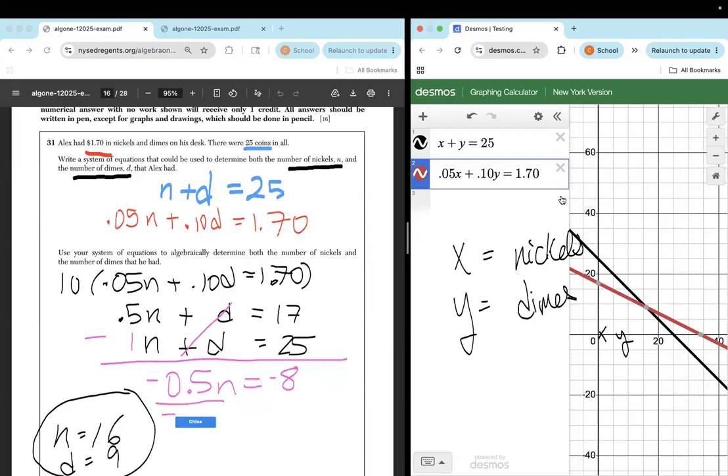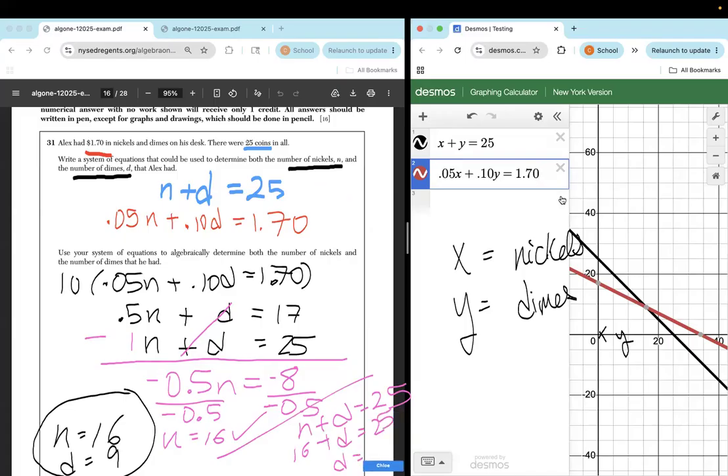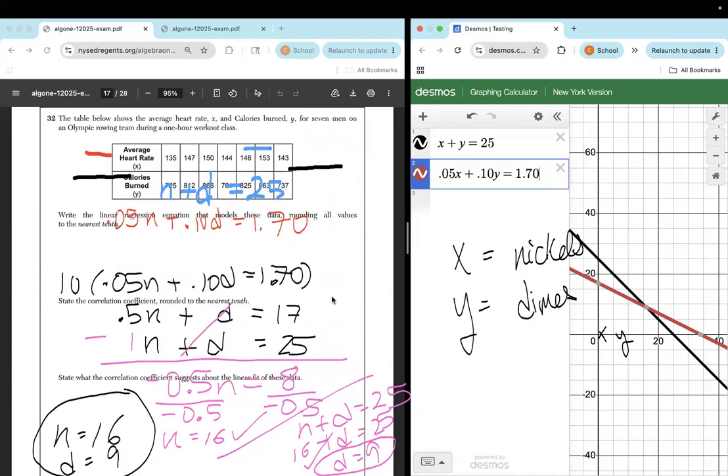Now to solve for n, I divide both sides by negative 0.5. And I get n equals 16, so check. Now I need to go plug back in to solve for d. So I can do it for either of these equations, but the top one does look easier. So I'll take n plus d equals 25. If n is 16, I'll plug it back in here, because now I know n is 16. That means d must be 9, because 16 plus 9 is 25. So I got both solutions. I showed the work algebraically. Okay, next problem.